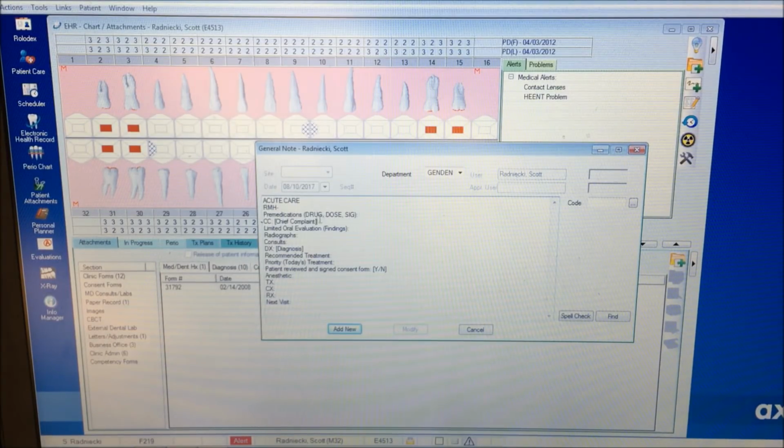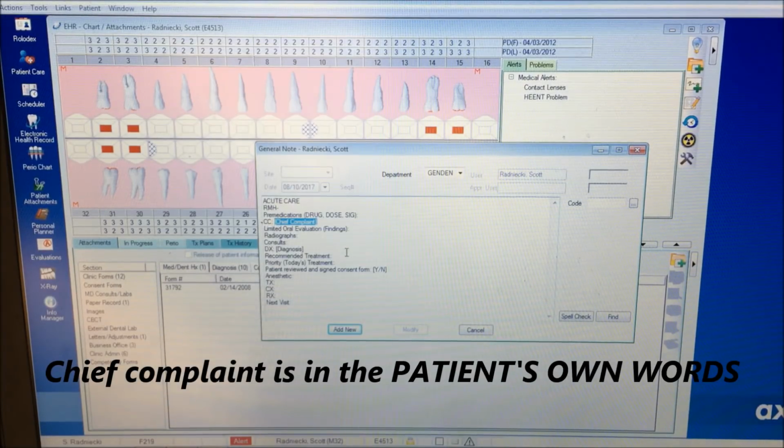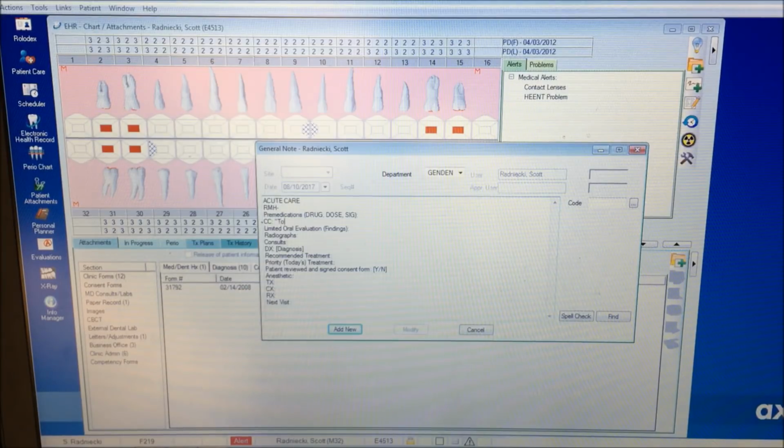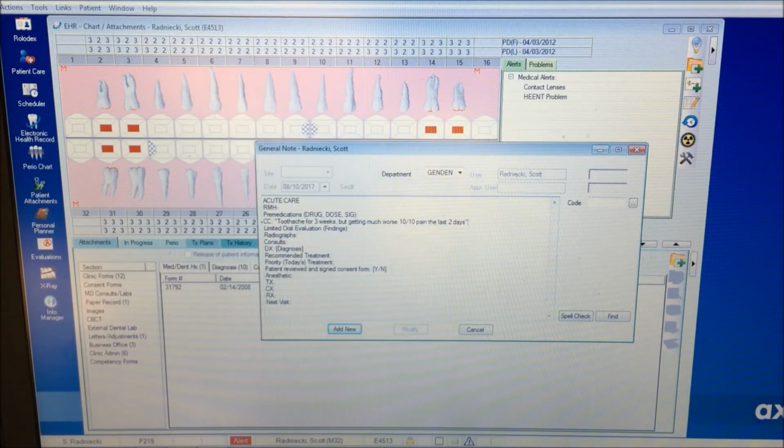Chief complaint. This is the patient's chief complaint in their own words. You don't necessarily have to put quotes, but it doesn't hurt. So you could say, toothache for 3 weeks, but getting much worse, 10 out of 10 pain the last 2 days. So this is where you start your limited oral evaluation.